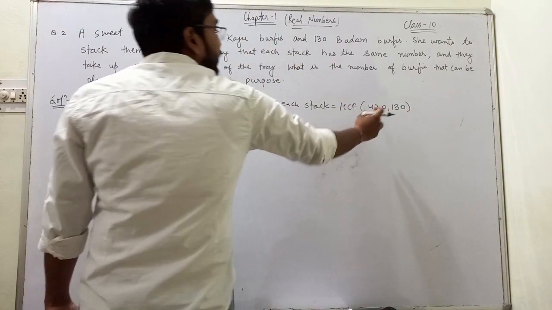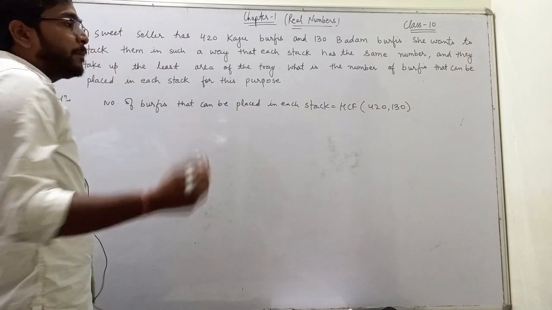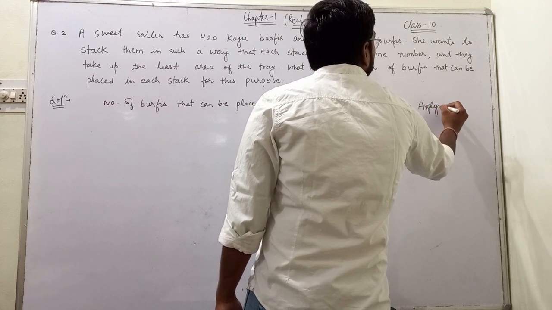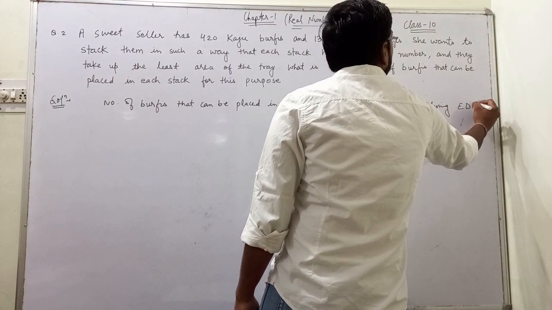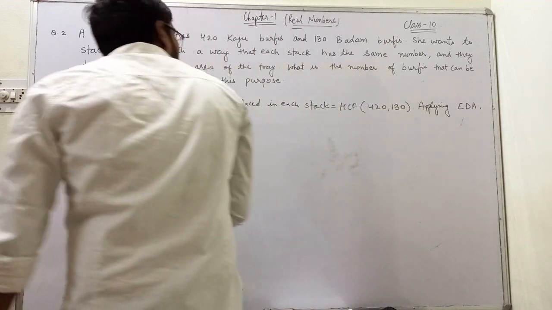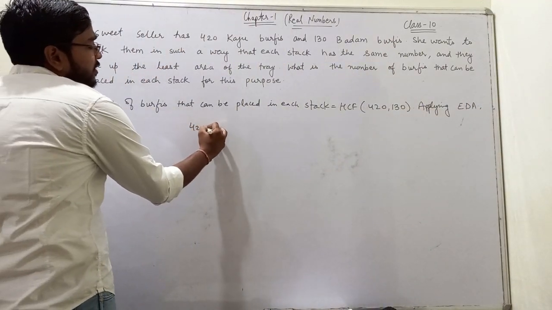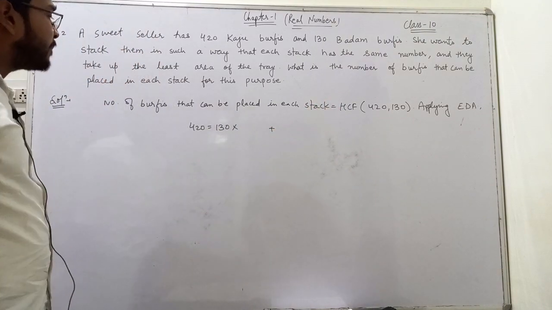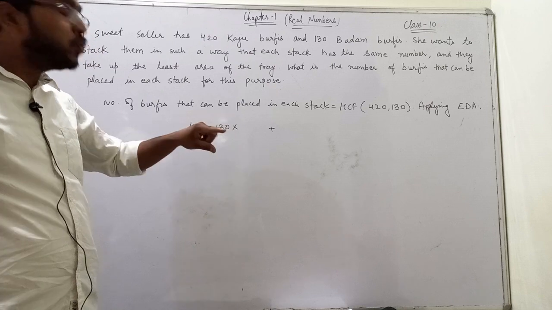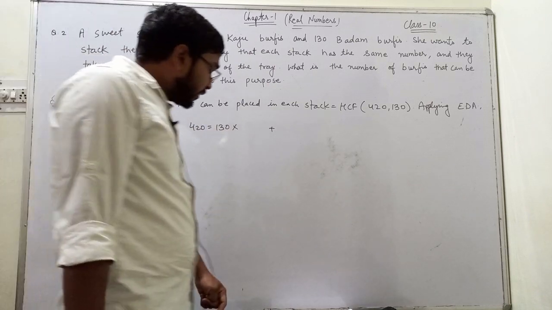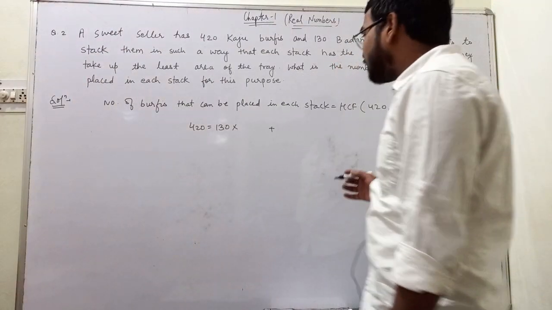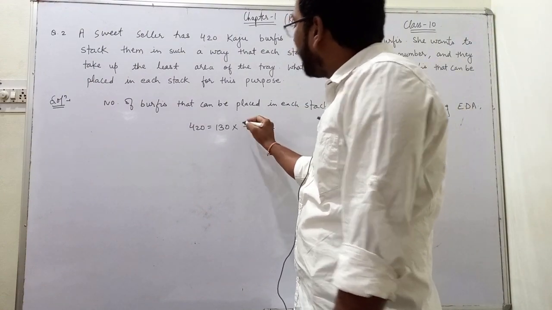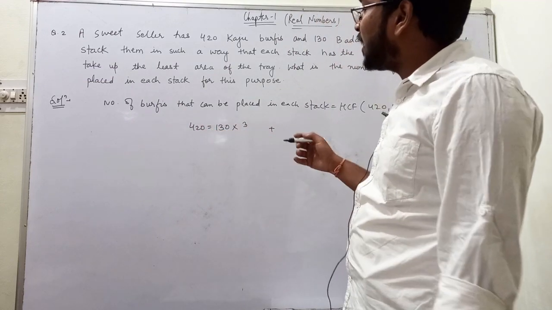We can see that 420 is greater than 130, so we apply Euclid's division algorithm. Applying Euclid's division algorithm, we get 420 equals 130 times something plus a remainder. Now 13 twos are 26 and 13 threes are 39, so 130 will divide 420 3 times and the remainder will be 30.